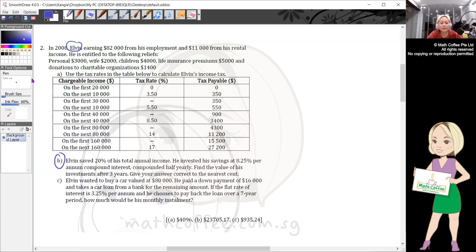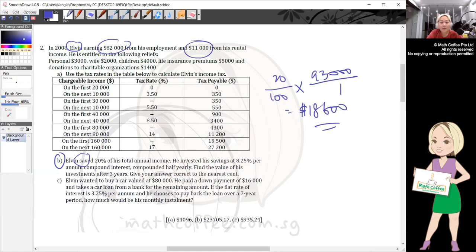So Alvin saved 20% of his total annual income. He invests his saving at, now it's compound interest, at 8.25% compound interest, compounded half yearly. So he saved 20%. So I'm going to find 20% of 93,000. Don't ask me what is 93,000, I just take this and this plus together. So 93,000 multiplied by 0.2. That means I have $18,600. This is saved, and he mentioned he invests his saving at 8.25% compound interest, compounded half yearly. Find the value after 3 years.